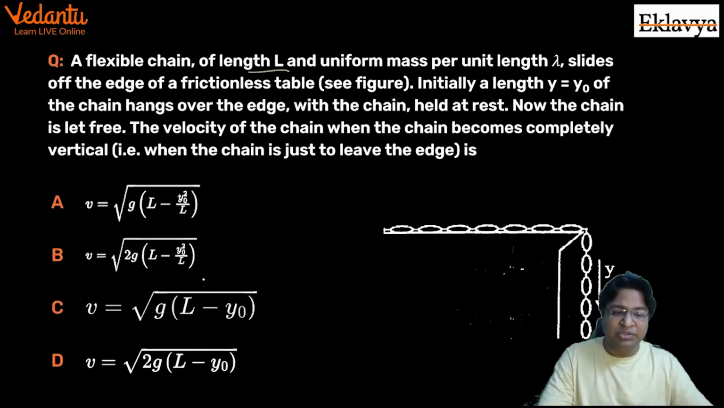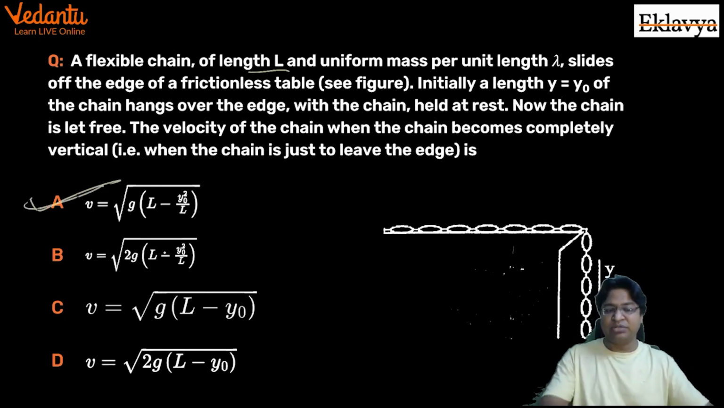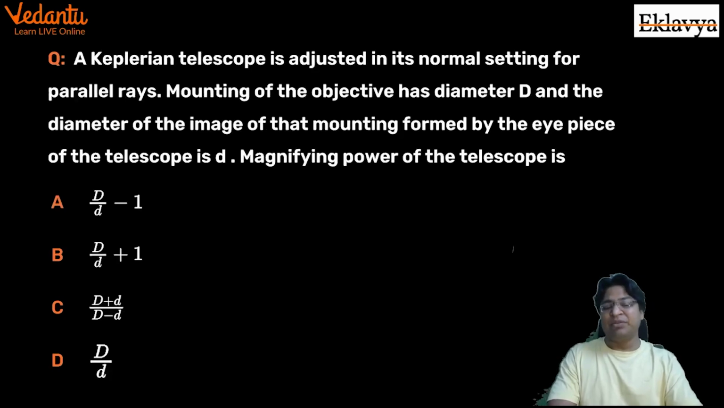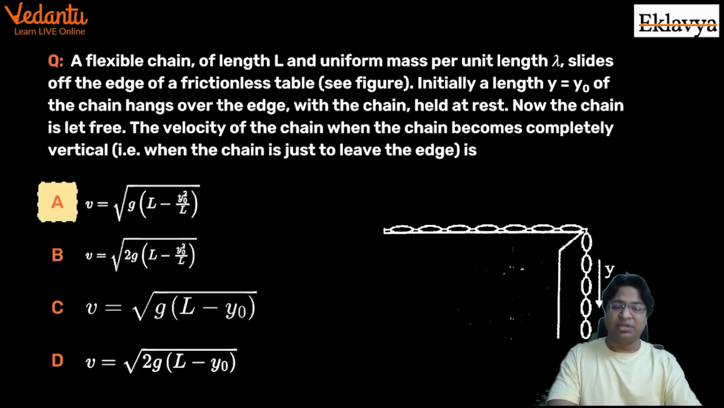So let's see the options. G into L minus, so option A looks to be the correct one. All right, so option A is indeed the correct one to this question. Again, regular question, I would say, a question that you can still find in the JEE Main exam. According to JEE Advanced level, the level was a bit low. All right, although there was a trick involved, but yeah.